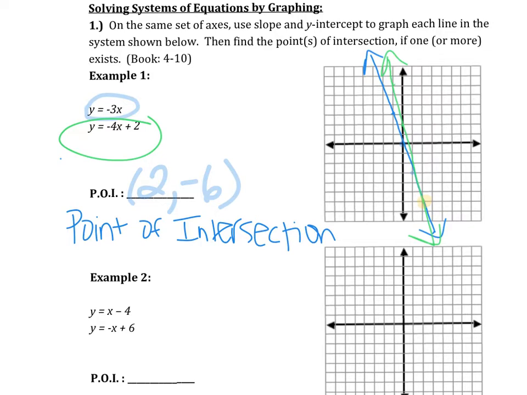What we can do to check to make sure that this works out is we could plug 2 back in for x for both of our equations to make sure that our y value turns out to be negative 6. So if you plug it back in the first one, negative 3 times 2 equals negative 6, so that works out. Negative 4 times 2 is negative 8. Negative 8 plus 2 gives you negative 6.